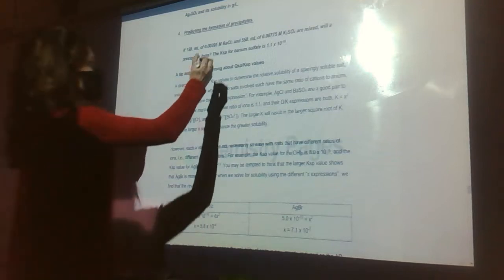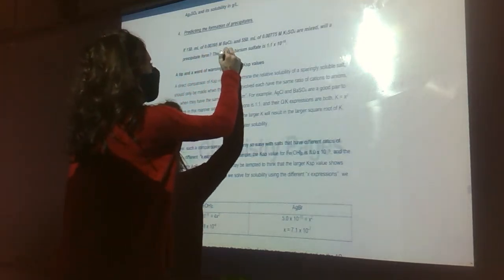All right, so in this example, 150 milliliters of 0.00394 molar barium chloride and 550 milliliters of 0.00775 molar potassium sulfate are mixed. Will a precipitate form? The Ksp for barium sulfate is 1.1 times 10 to the negative 10th. So we're talking about this reaction.